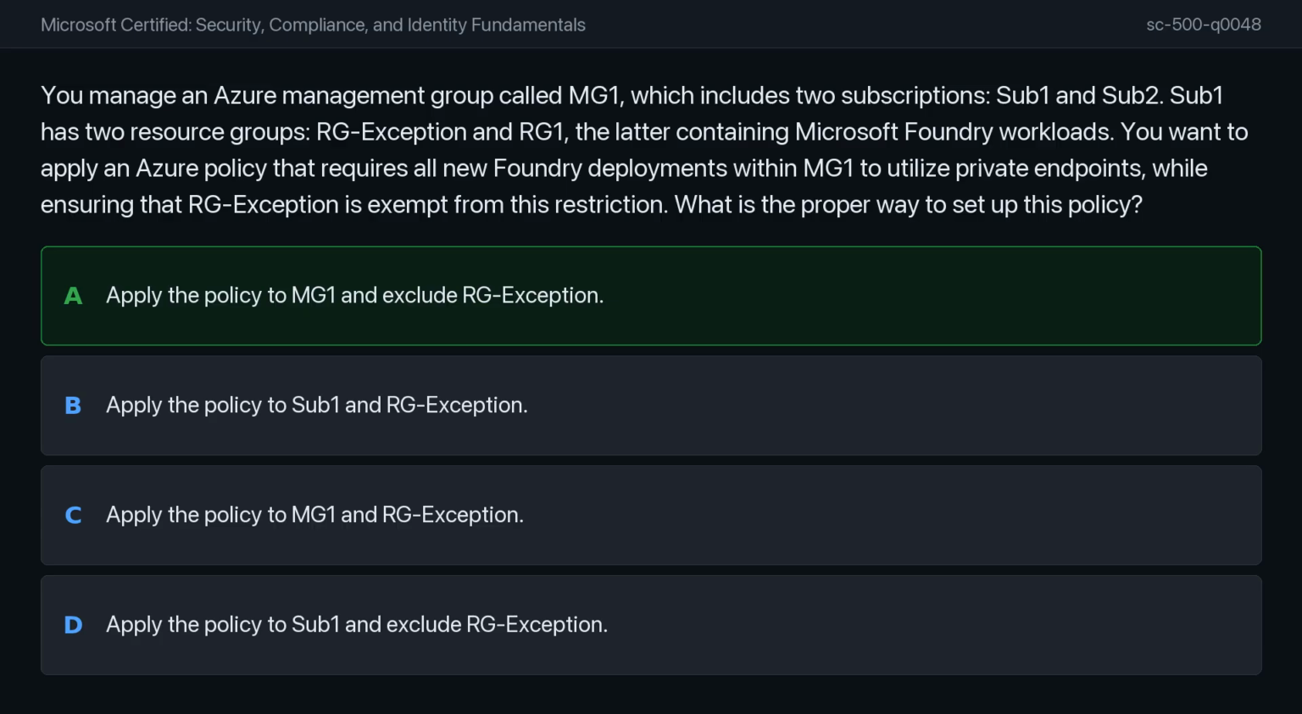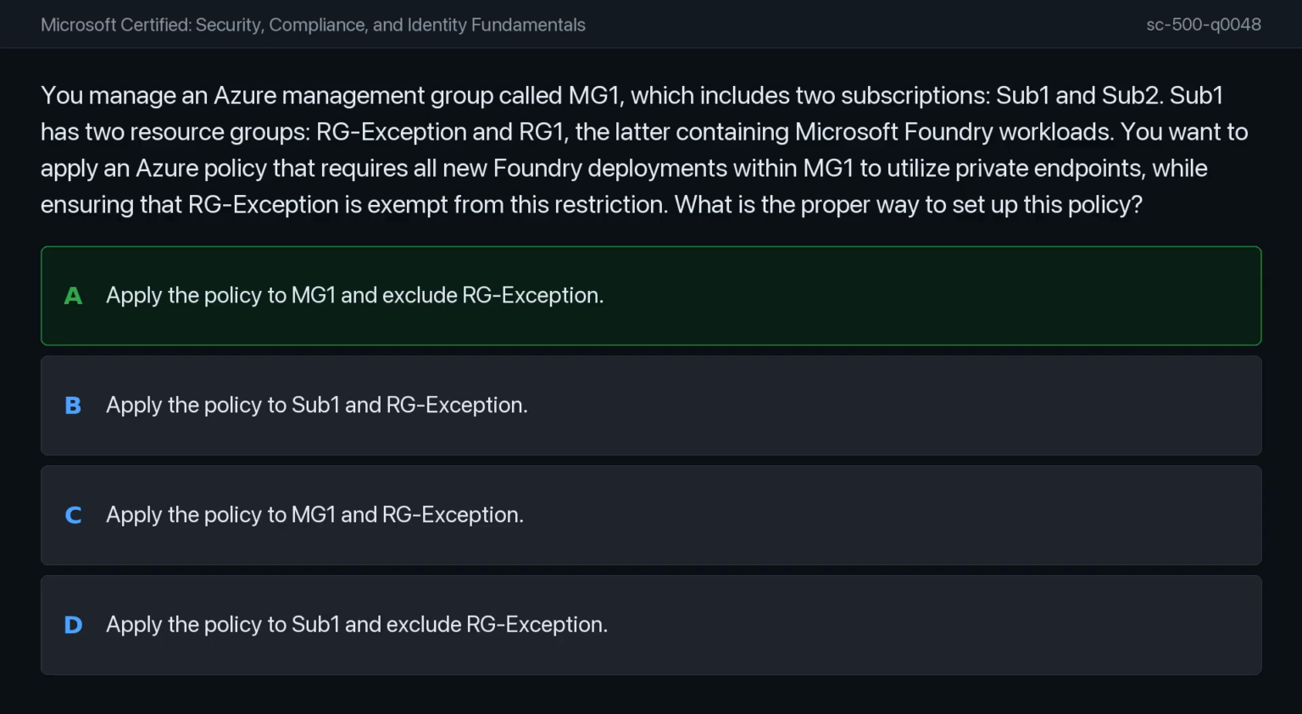Including an exclusion for RG-exception specifically prevents the policy from enforcing the private endpoint requirement within that group. Other options are incorrect because they either restrict the policy scope too narrowly to just Sub1 or misapply the logic of exclusion within the management hierarchy.